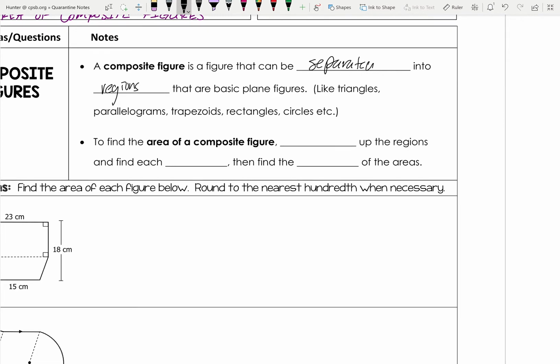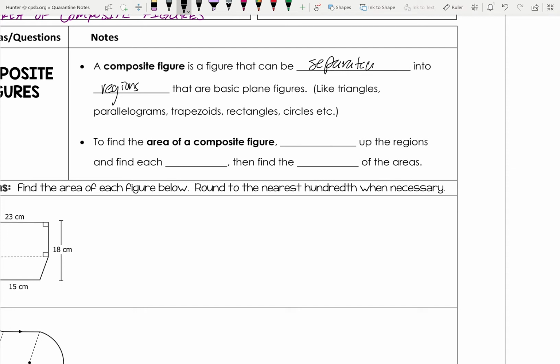So, basically, say we have a square with a triangle on top of it, and together they form this composite figure. If you can separate it into a triangle and a square that makes it up, you can find the area of the triangle and the area of the square, and that'll give you the area of our composite figure by adding up those two areas. And that's what we say in our second bullet.